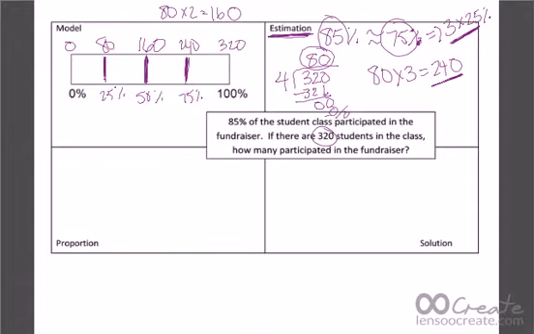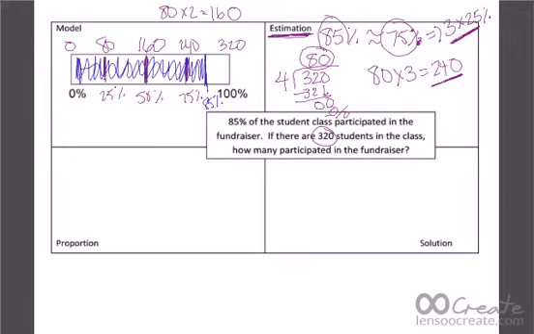Okay, but I want 85%. So I'm going to come over here, I'm going to pick a different color. I'm going to make a mark right here for 85%. And I'm going to color it in. This is what I want. I need 85%. So I know my answer is going to be bigger than 240.